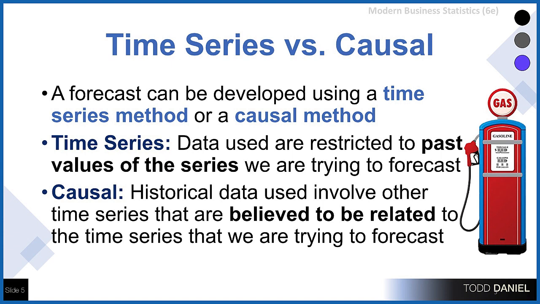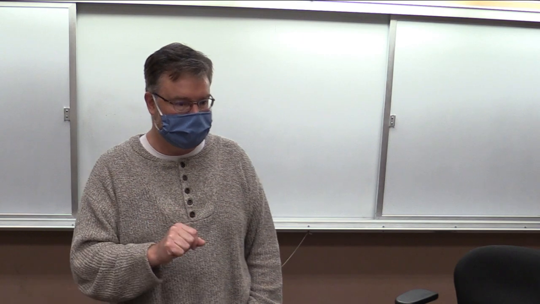So we can use either time series or causal methods. Time series methods use past values in the series that we're trying to forecast. So let's take previous data, analyze that data, make a prediction. Versus causal is where we use historical data, and we're using time series that might be related to the time series that we're trying to forecast. So with causal inferences, we are taking more than one predictor, more than one time series, and working that into our analysis. So let's dig down a little bit deeper with time series and causal.